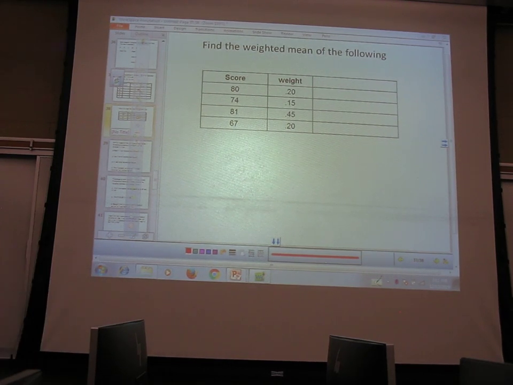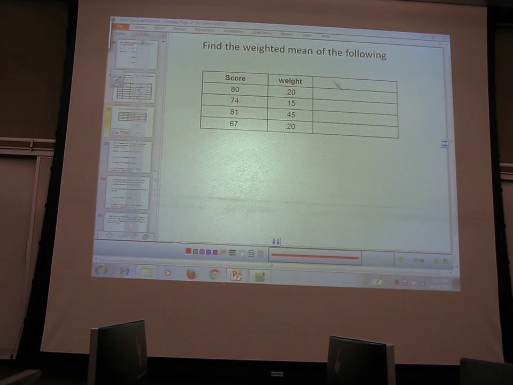Find it. Weighted mean. Do we have to add up all these first? No, you have to do this and then add them up, and that's going to be a percentage for the class, right? Okay, yeah, you're right.